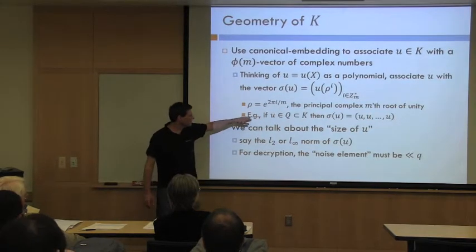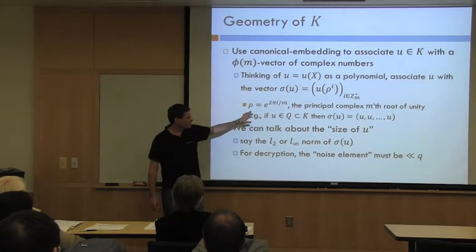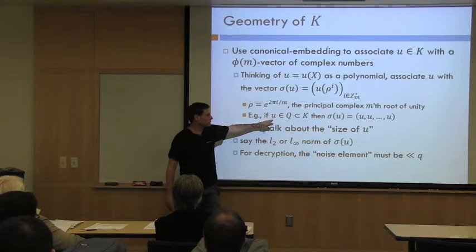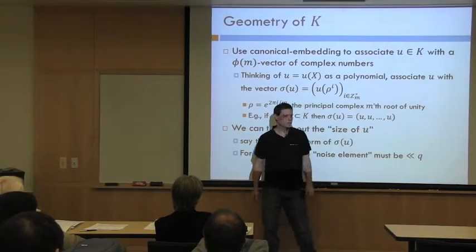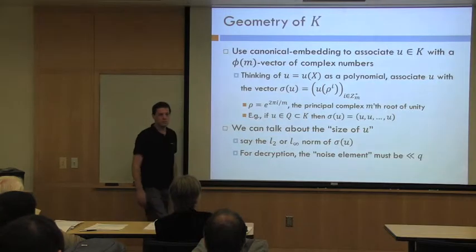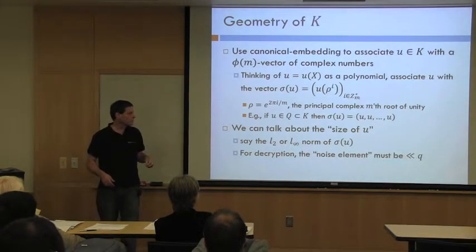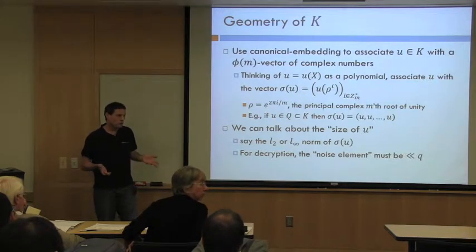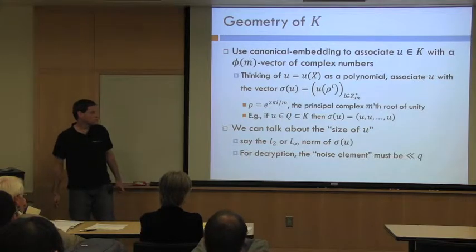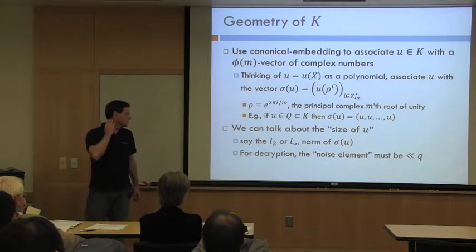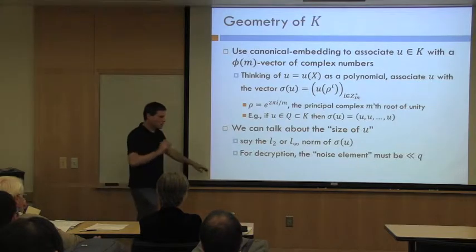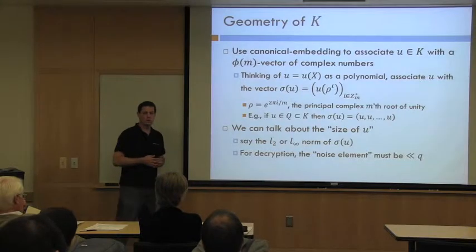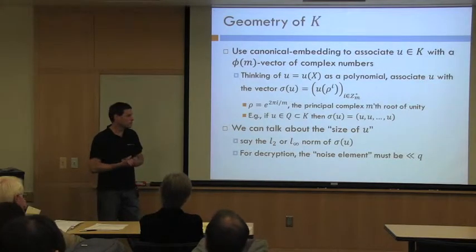Just as an example, and I want to point out that example because it has something to do with sizes. If you start from an element that happens to be in the base ring, then the canonical embedding of that element is just that element repeated phi of m times. Once you have a vector over the complex field, you can start talking about its size. So let's say L2 or L infinity norm or whatever you want. Let's say L2, really. And decryption would work as long as the noise element, this E, has a canonical embedding whose size, let's say Euclidean size, is much less than Q.